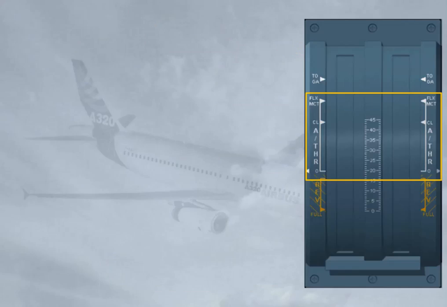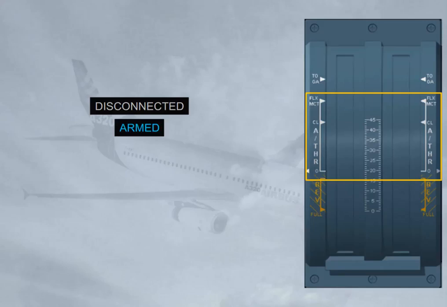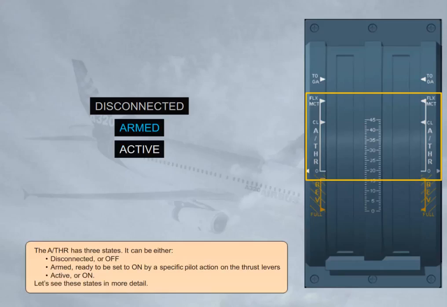The auto thrust has 3 states. It can be either disconnected or off, armed, ready to be set to on by a specific pilot action on the thrust levers, active or on. Let's see these states in more detail.